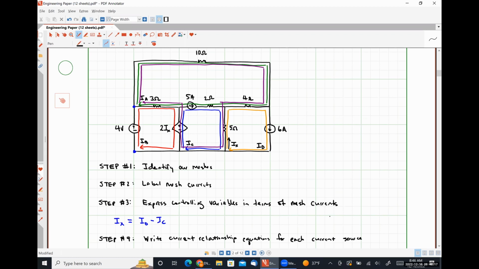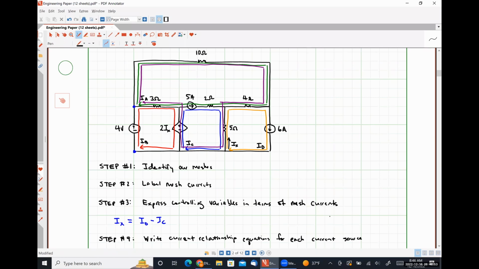Okay. So what we did with our super mesh is effectively the exact same thing we did with our super nodes in the last class. We simply wrote a KVL equation around mesh A, wrote a KVL equation around mesh B, and added the 2 of them together so that the voltage drop over the 2 ohm resistor would have been taken into account positive polarity on the left and positive polarity on the right. And when we added them together, it got canceled out. The 2 ohm resistor does not need to be in any of our equations.